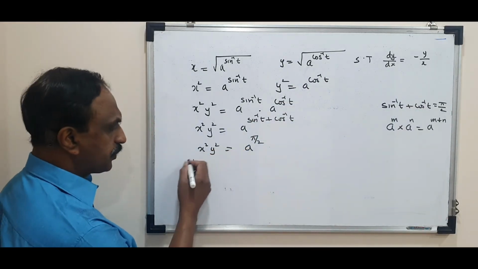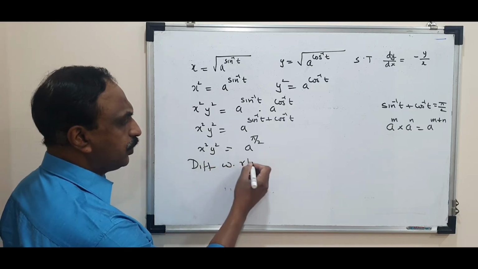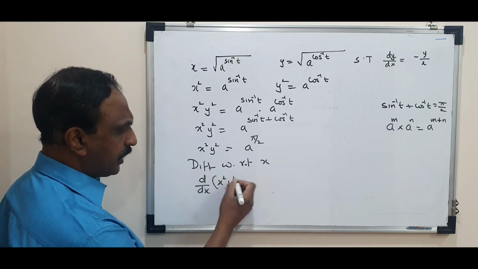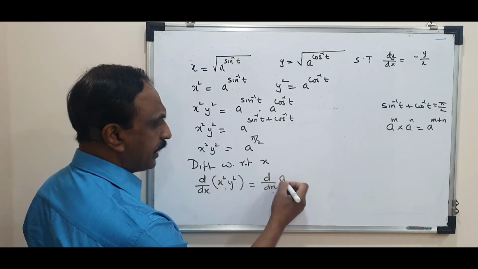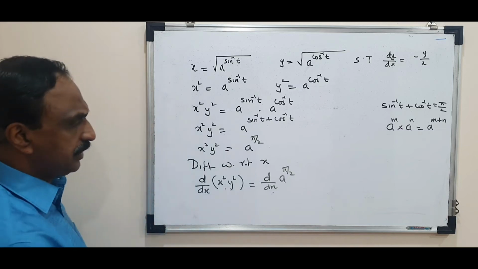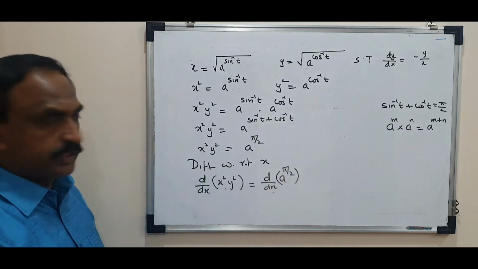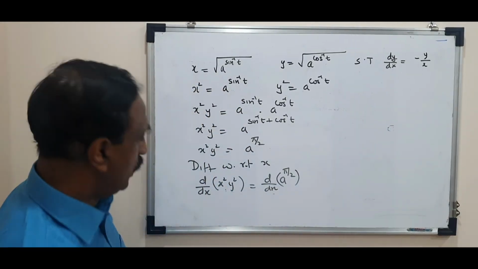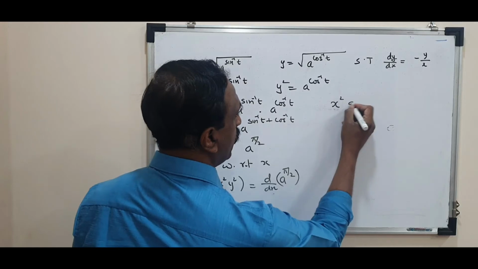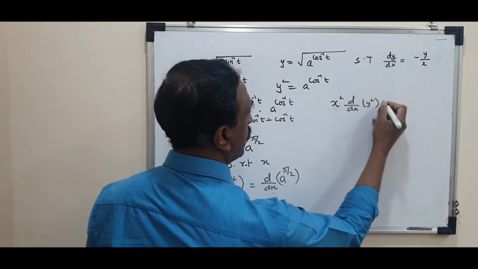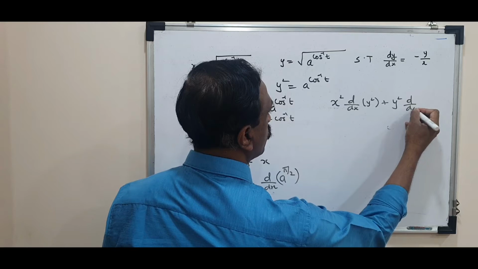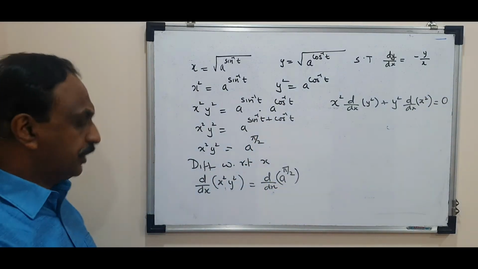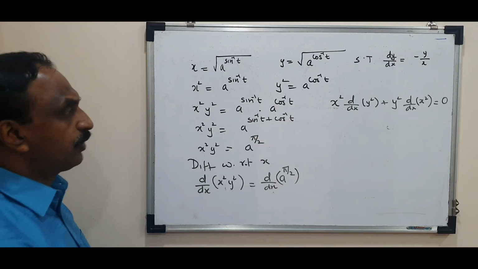Now if I differentiate, I'll get this answer. So let me differentiate with respect to x. So differentiating with respect to x, d by dx of x square y square is d by dx of a raised to pi by 2. Now you know that a raised to pi by 2 is a constant, so its derivative is 0. So I can write now this as x square into d by dx of y square plus y square into d by dx of x square is d by dx of a raised to pi by 2, which will be 0.